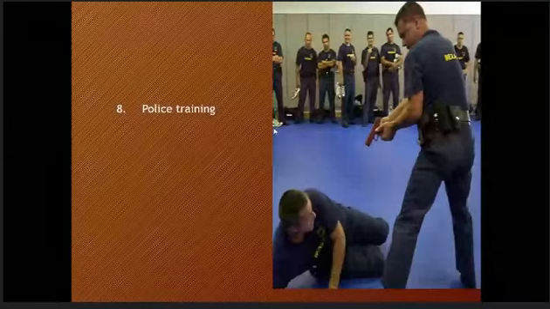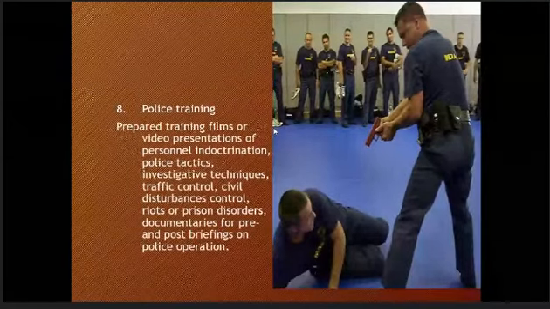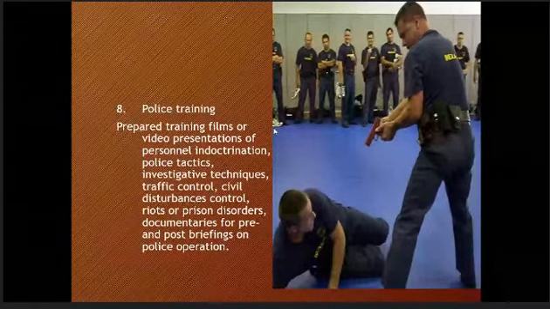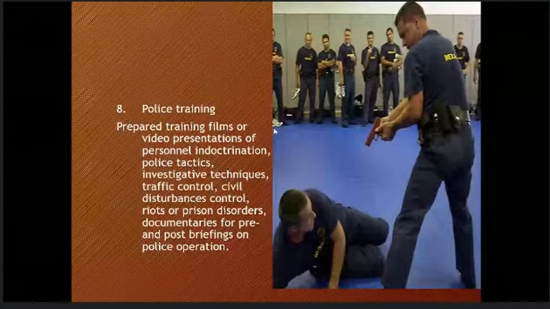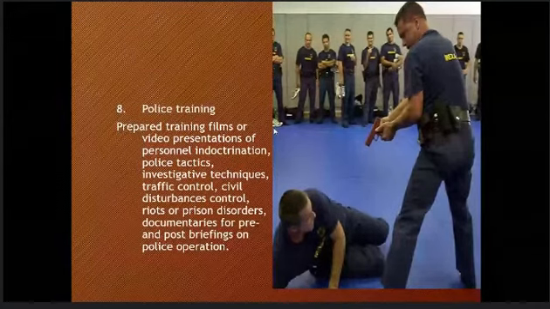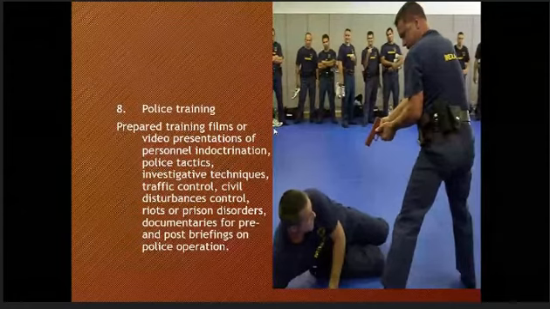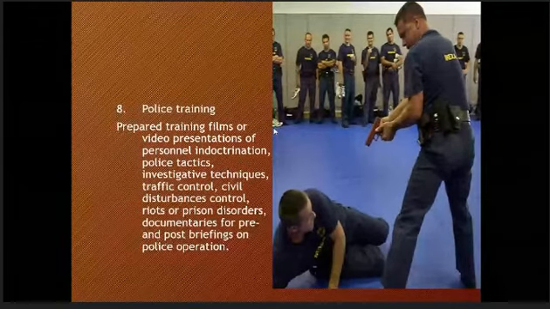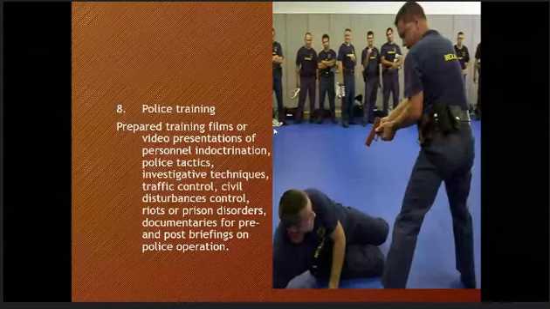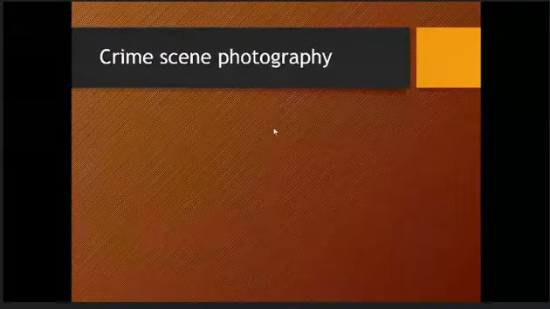And for police training: prepared training films or video presentation for personnel indoctrination, police tactics, investigative techniques, traffic control, civil disturbances. That could be used in police training, not only photographs but as well as video recordings, the systematic procedures.